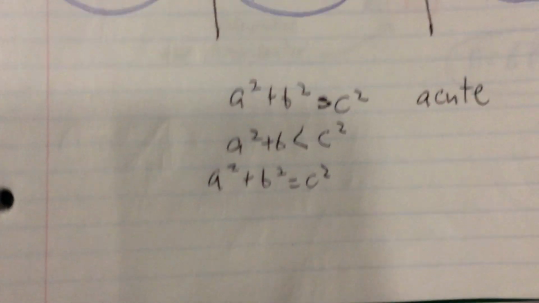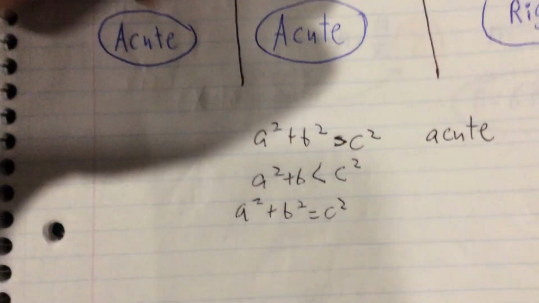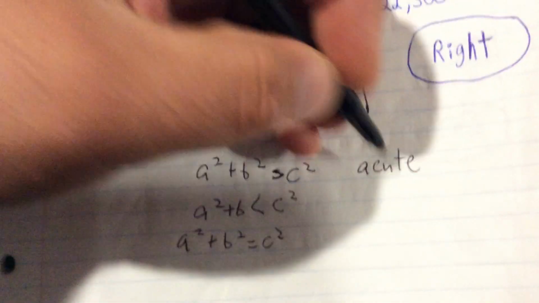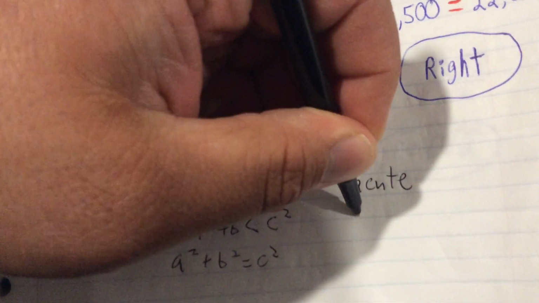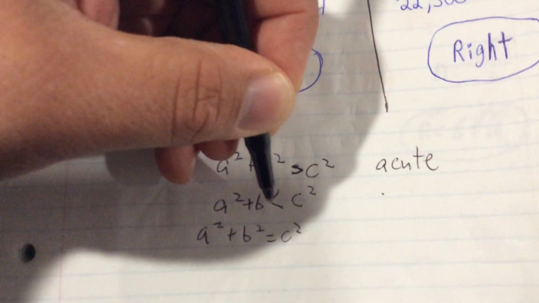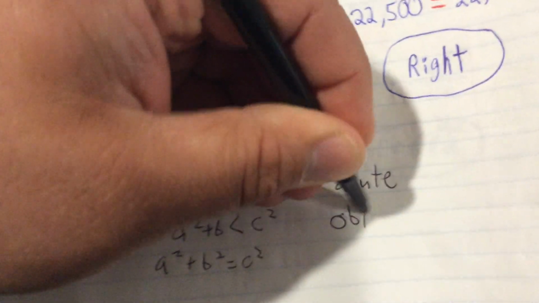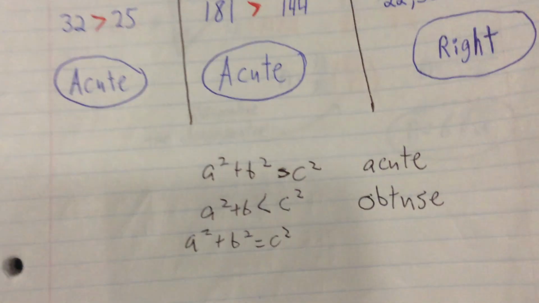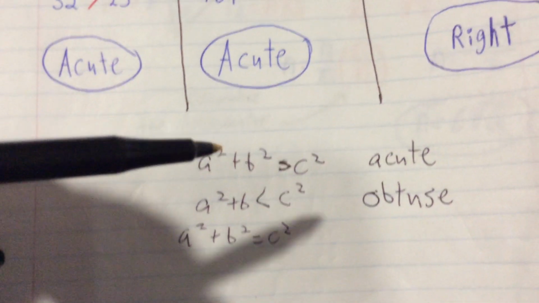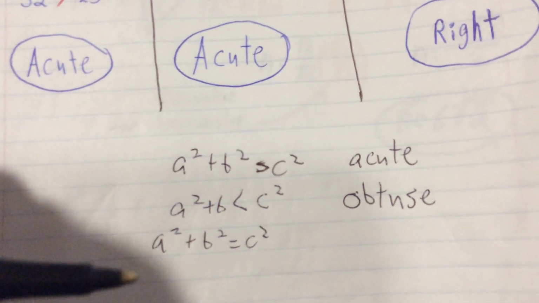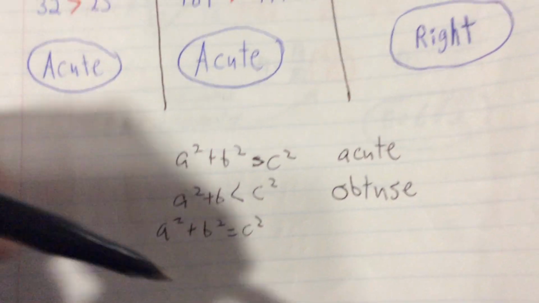Now, a squared plus b squared is less than c squared. I remember this using the opposite. Less is more. Those common sayings. So when less is more, less than obviously represents less. More is going to represent the biggest type of angle out of the three, obtuse. So a squared plus b squared is less than c squared means it's an obtuse triangle. Less is more.